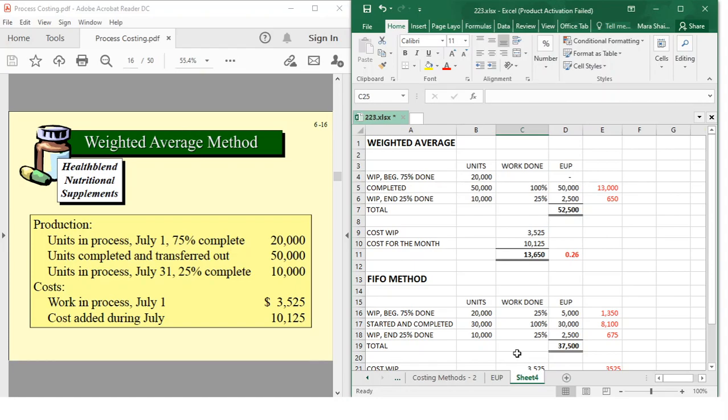So we have here a production of beginning units work in process. Ano siya, July 1, which is 75% complete of 20,000 units. Now, for that month, the units completed and transferred out is 50,000. The units in process is 25% completed is 10,000. So, we have also the following costs.